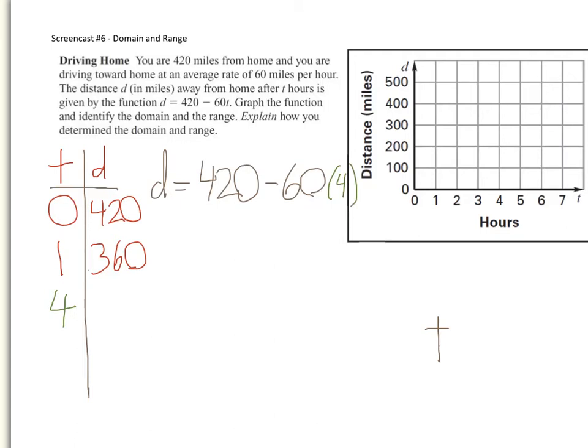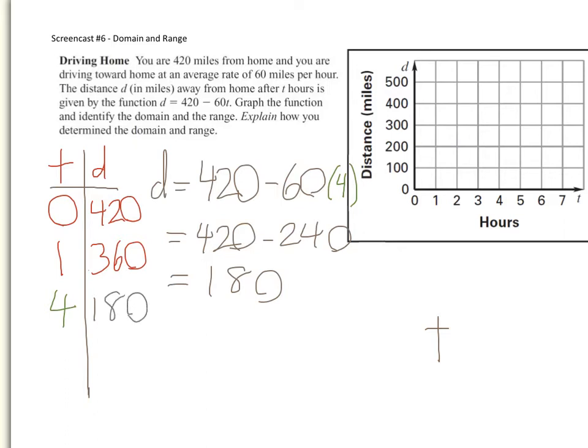And I'll explain why we can do that in just a moment, all the way at the end when we're talking about the actual domain and range. So let's see here. 420 minus 60 times 4, 240. So after 4 hours of driving, 180 miles are left. That's really nice. So we kind of get to jump ahead.